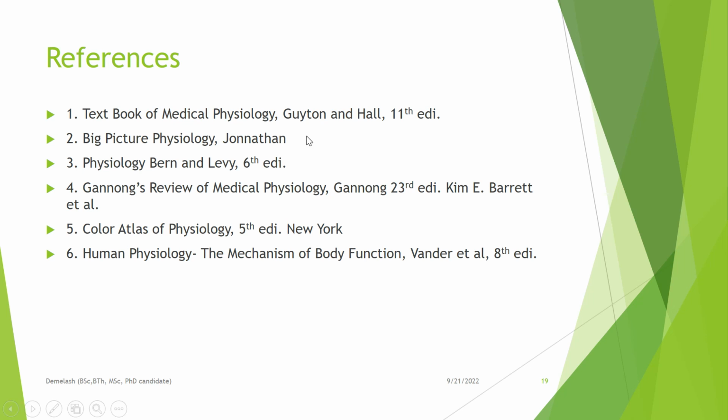This is a brief lecture of episode 3. These are the references I used. Normally the reference we take is Textbook of Medical Physiology by Guyton and Hall. This is the Holy Bible of Physiology. You should always read this textbook. For further elaboration, you can read Big Picture Physiology by Jonathan, Physiology by Berne and Levy, and Ganong's Review of Medical Physiology if you want. There are also the Atlas of Physiology and Human Physiology: The Mechanism of Body Function by Vander and colleagues.